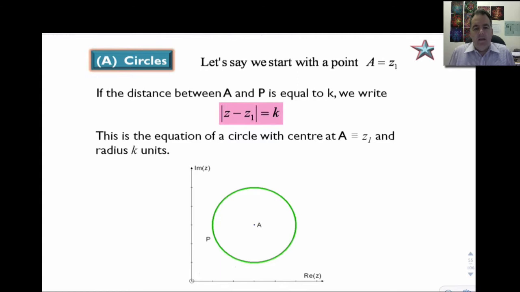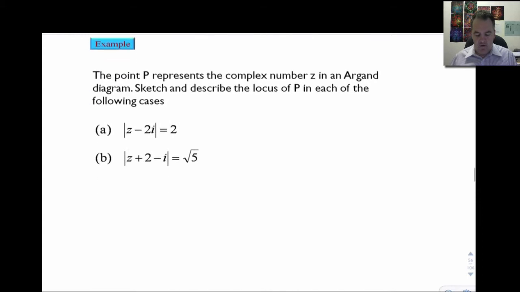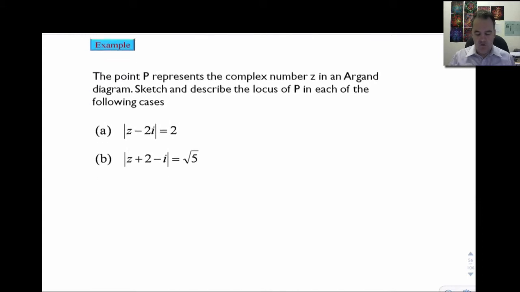The first one is if we have the set of points the same distance from a particular point equal to a certain value. The straight lines here mean distance. So the distance between Z and Z1 is equal to K. That's going to be a circle centered at A with radius K. A particular example: the modulus of Z minus 2i is equal to 2.